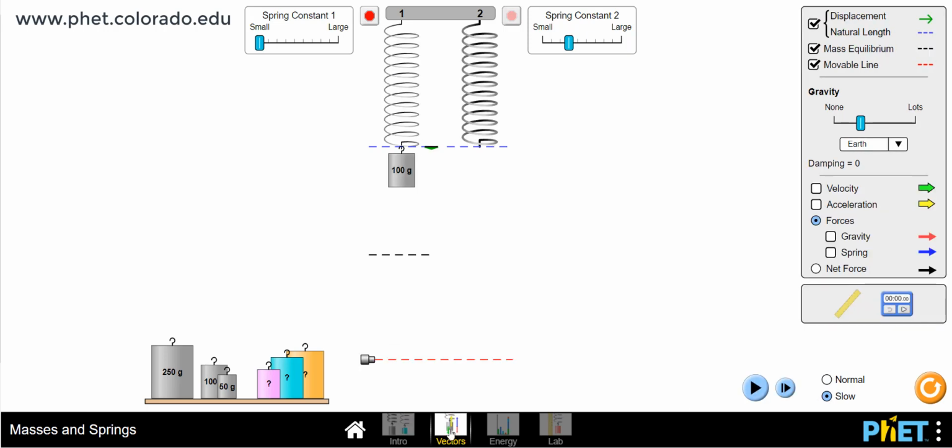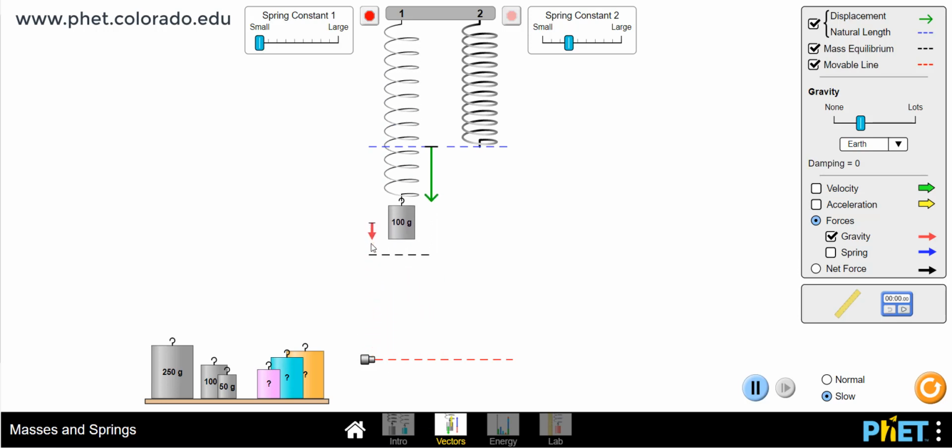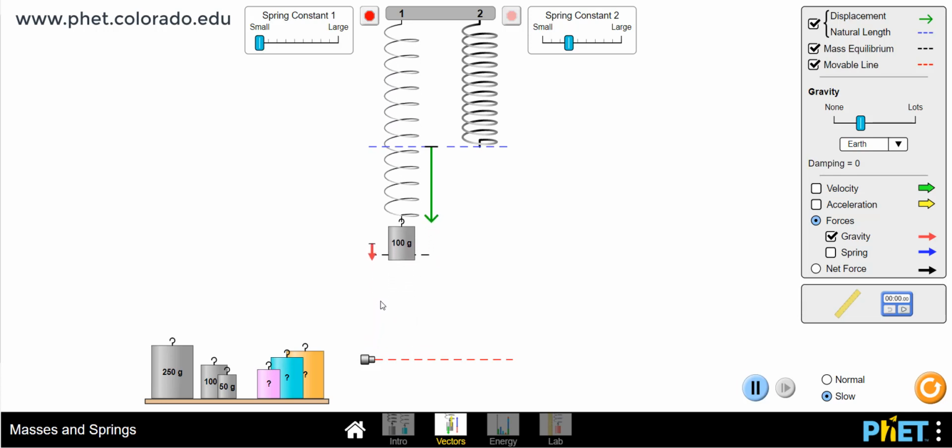Let's now look at some of the vectors involved with this particular motion. Okay, we'll get this moving nice and slowly. First of all, let's consider gravity. Now, gravity is shown by this red arrow here. Gravity does not change. It's the same magnitude and the same direction always. In fact, it's 9.8 newtons per kilogram towards the center of the Earth. Nothing surprising there.